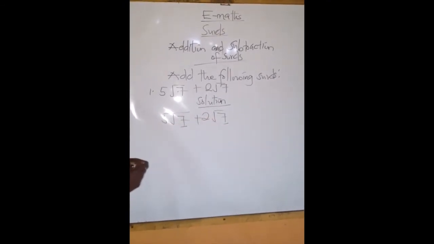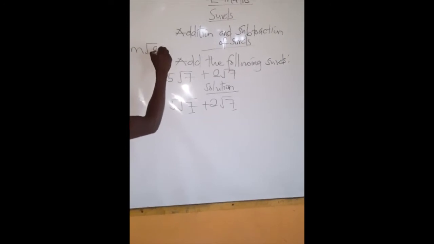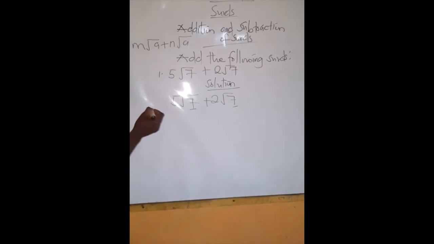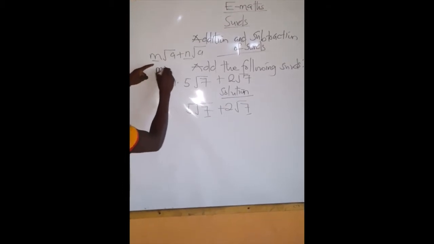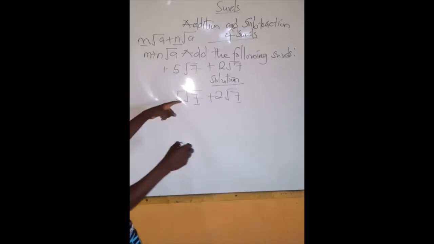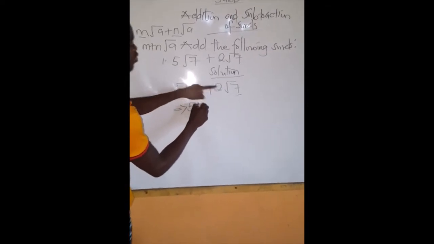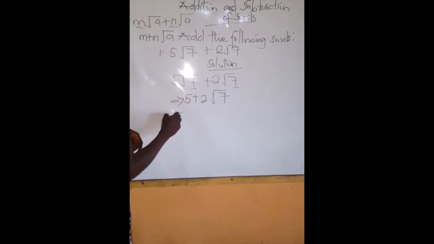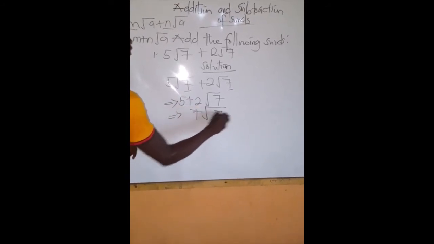in the square root. So by the third law, this says m root a plus n root a. So if you have the same number in the square root, what do you do? You pick the numbers outside the square root and you add. So here we are going to have m plus n. Then we pick one of the square root, which is a. So the same thing applies here. So here we are going to have 5 plus 2. Then we pick one of the square root, which is 7. So 5 plus 2 gives 7. Then you are going to have 7 root 7.